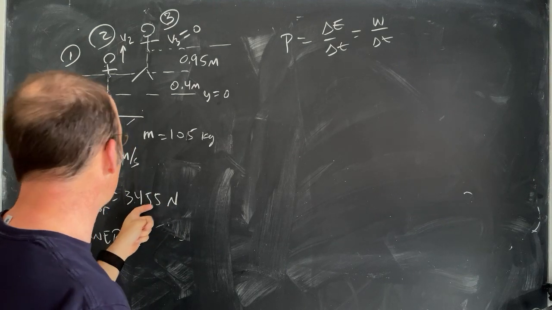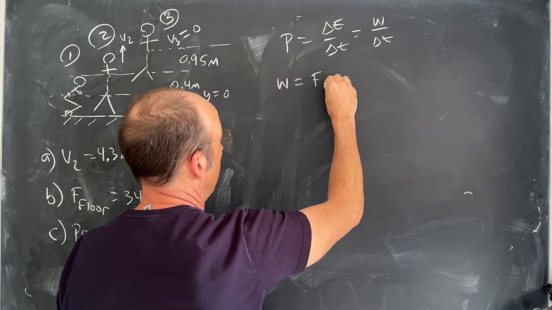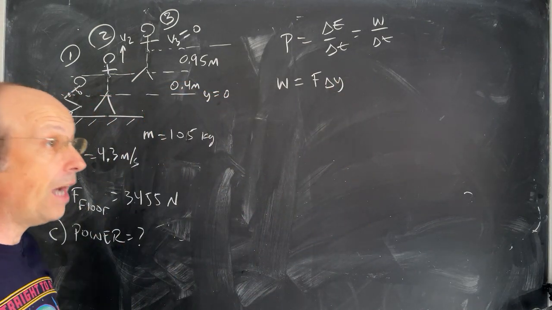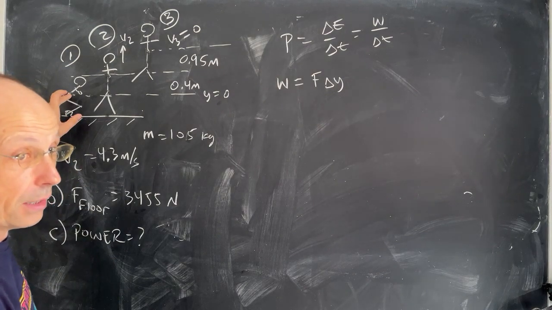Okay, so we have that force over that distance is the work. The work is going to be F times delta Y. So we can calculate that. But what about the time? The time is tough, right? Because here they're starting and they're going.